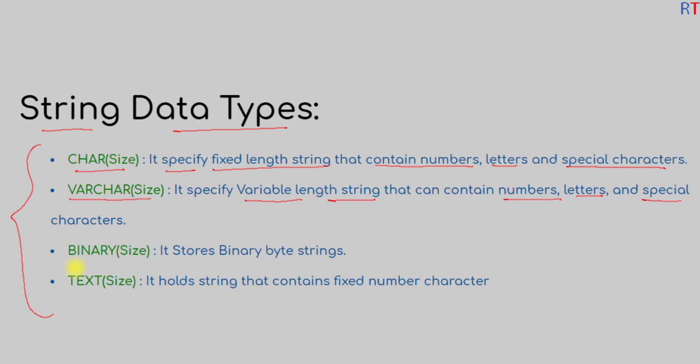And next you have the binary data type. It is used to store binary byte string. And next you have the text data type. It holds the string that contain fixed number of character.